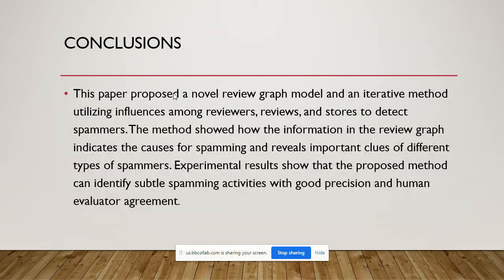And coming to the conclusions, the major aim of this paper was to give a graph model and an iterative method utilizing influences among reviewers, reviews, and stores to detect spammers. The method showed how the information in the review graph indicates the causes for spamming and reveals important clues of different types of spammers. Experimental results show that the proposed method can identify subtle spamming activities, but it has a major disadvantage: a human cannot evaluate it mainly on text. This is the major problem of this theory.